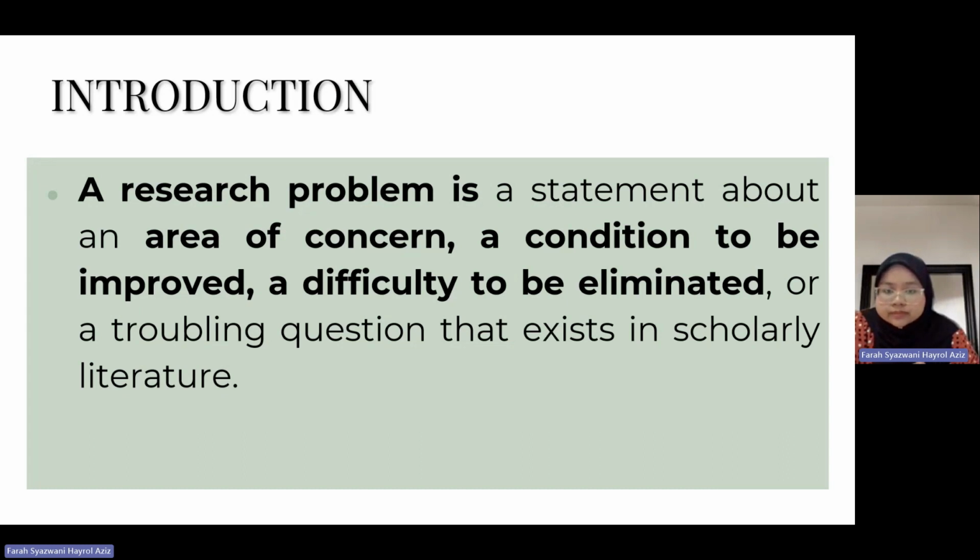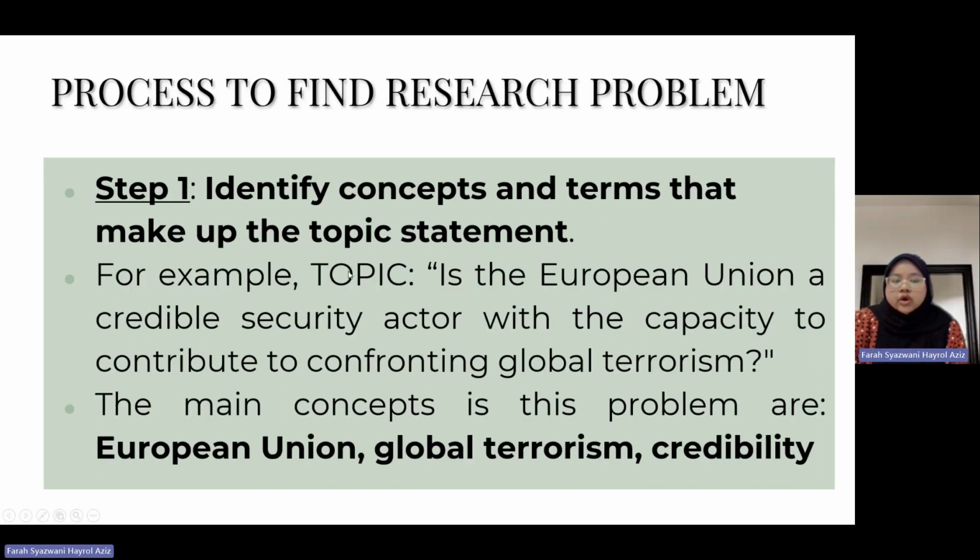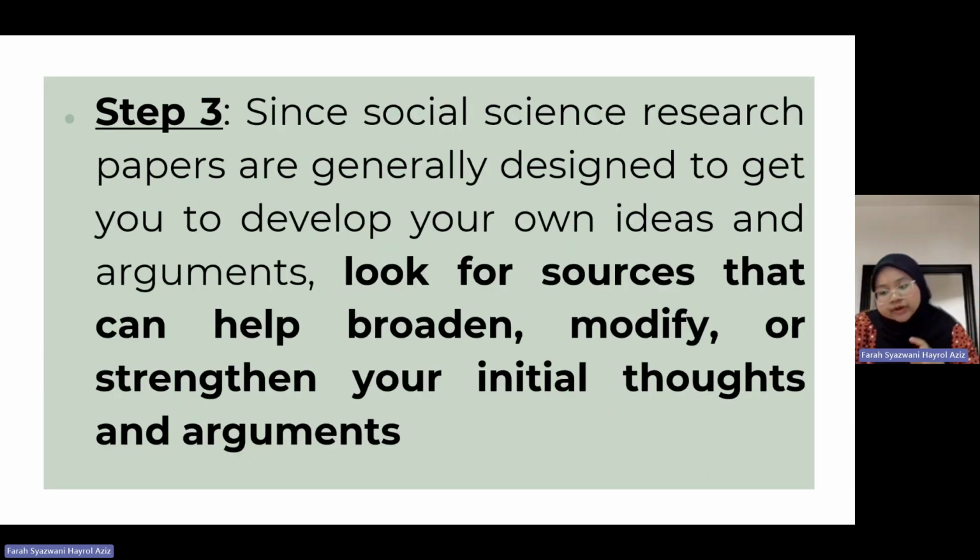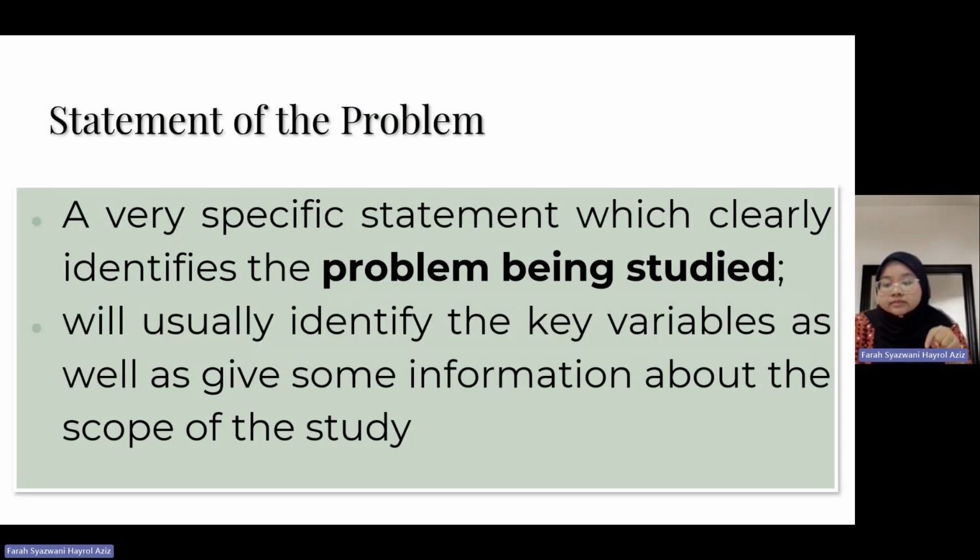A research problem is defined as a statement about an area of concern, a condition to be improved, a difficulty to be eliminated, or a troubling question that exists in scholarly literature. This is the definition of a problem statement. So how can you find a research problem? Please follow this step by step as mentioned in the slides and also in the notes provided.